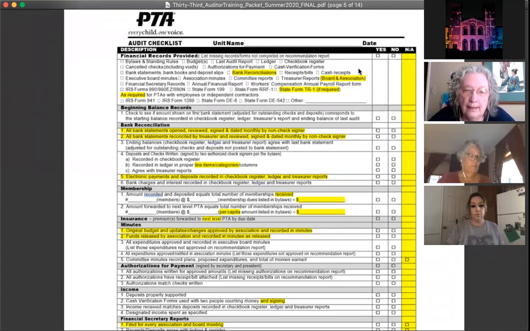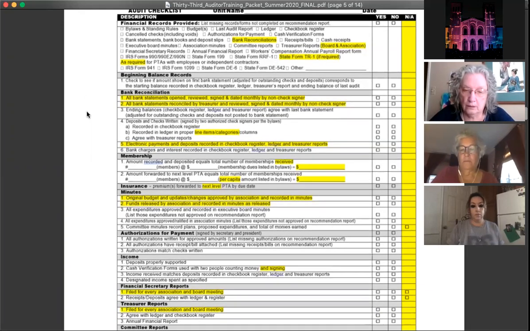So there are highlighted some new things here in case we have some returning auditors. Everything that's highlighted is new. And just to take the big one, the non-applicable column is new. And this applies to if you don't have committees or you didn't have events, then it's really not applicable. And if you don't have a financial secretary, then financial secretary reports are not applicable. Okay, and the committee reports.